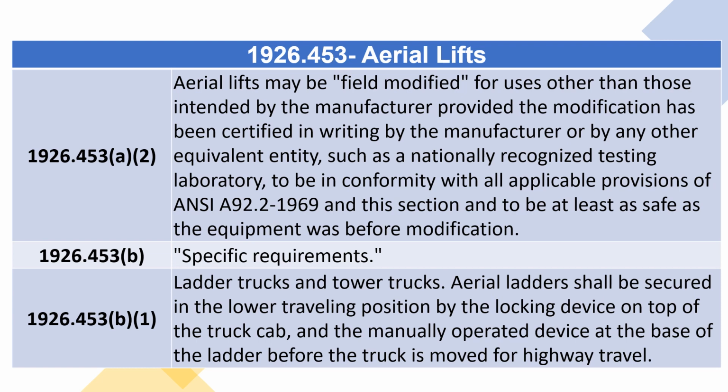1926.453(b) Specific requirements. 1926.453(b)(1) Ladder trucks and tower trucks. Aerial ladders shall be secured in the lower traveling position by the locking device on top of the truck cab, and the manually operated device at the base of the ladder before the truck is moved for highway travel.